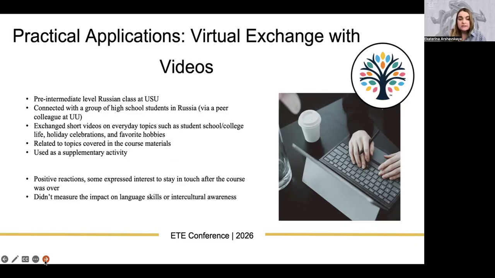But I noticed that students were very positive and interested to do that. And some of them expressed interest to stay in touch after the course was over, and they exchanged emails, and I think they may still be in touch with their partners in Russia.